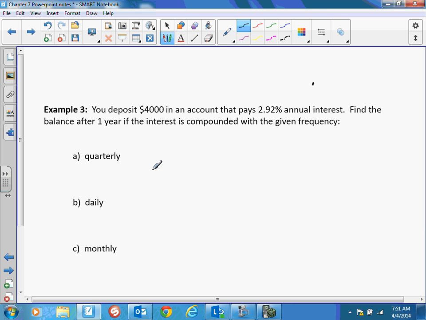For the first one, quarterly, it'll be A equals 4,000 parentheses 1 plus the rate, which you have to change to a decimal, so 0.0292 over the number of times compounded, which is 4, to the power of the number of times compounded, which is 4, times 1, because the number of years is just 1. All of these are going to be the same except that the 4 is going to change, because it's going to compound different amounts.